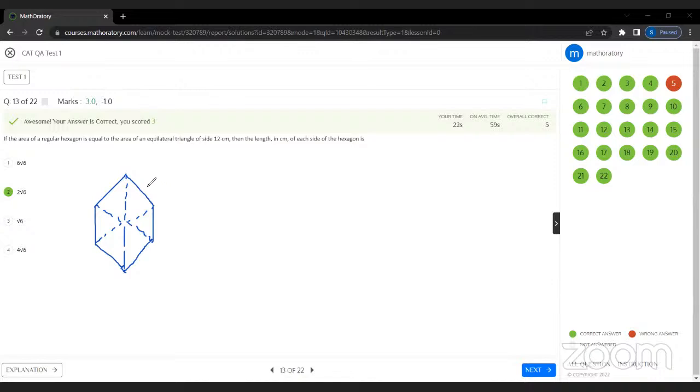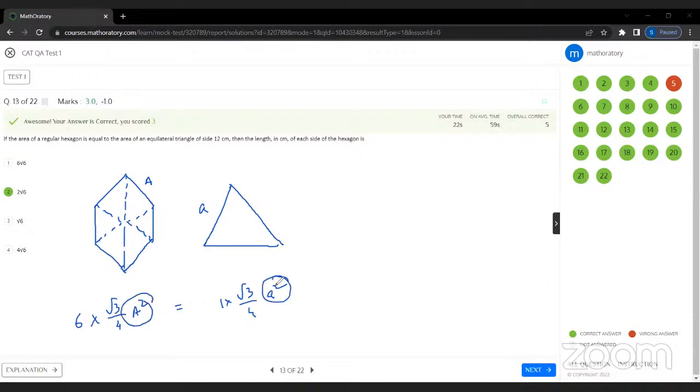So if the side of the regular hexagon is A and an equilateral triangle has a side of A, what will be the areas? Each equilateral triangle has an area of root 3 by 4 A square. Here there are 6 of those, and here you have root 3 by 4 A square, and there's just one of those, right? So these two being equal, this A square and this A square should be in the ratio 1:6. This is what I straight away visualize.